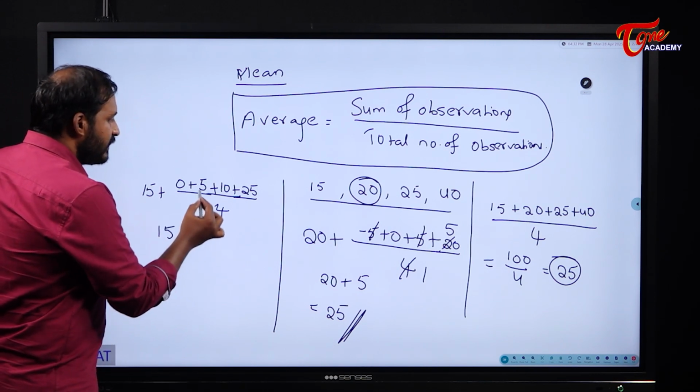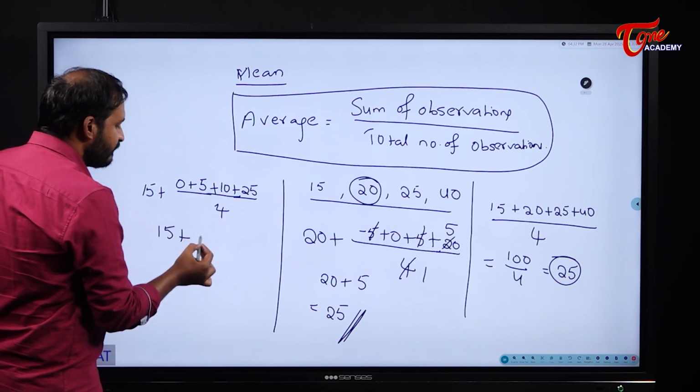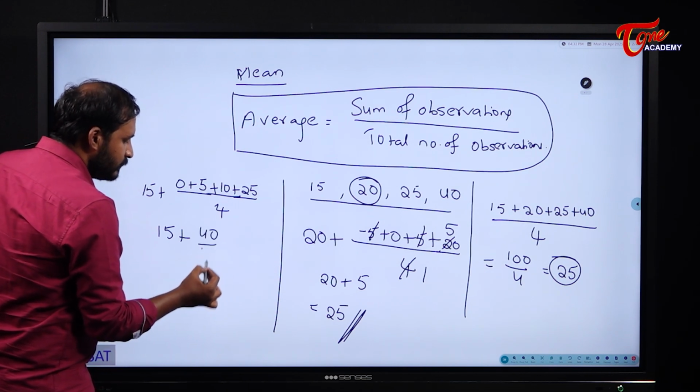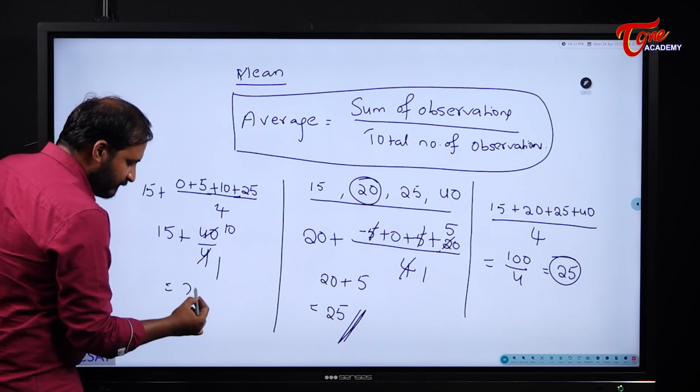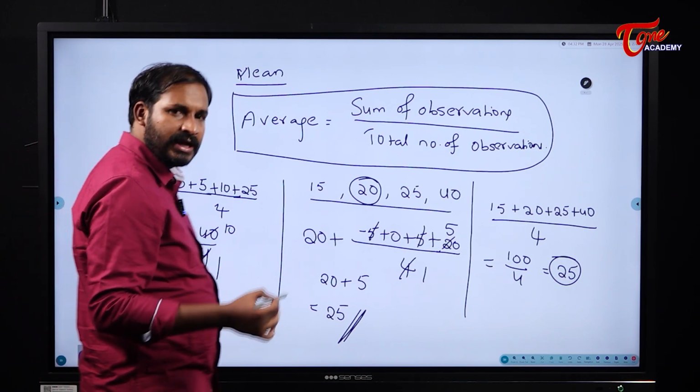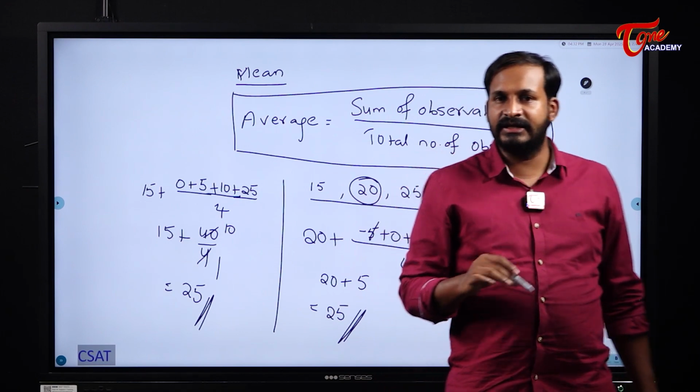15 plus 5 plus 10, it becomes 15. 15 plus 25, 40. 40 by 4. 4 ones, 4 tens. So 15 plus 10, what does it become? 25. So it is up to you. You can add or subtract anything to the values.